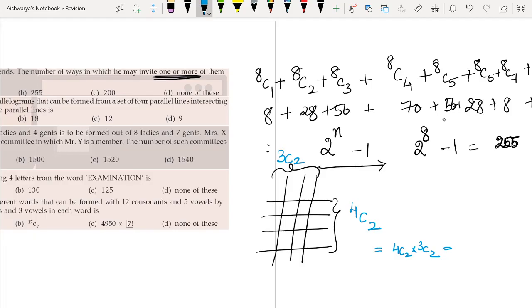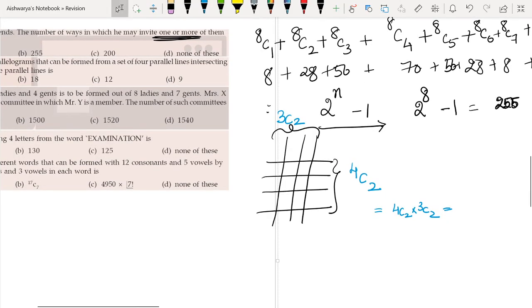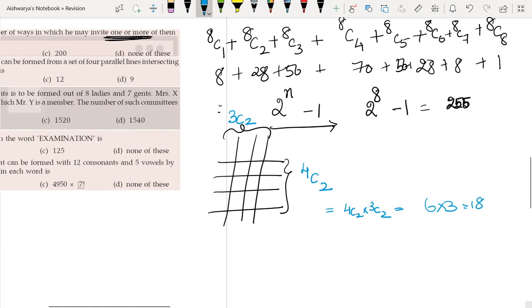You must remember these values thoroughly. 3C2 is equal to 3C1. 3C1 is 3. So 4C2 is 4 into 3 is 12, 12 by 2 is 6. 6 3s are 18, is the answer. So don't sit and do 4 factorial, 3 factorial, all those things. Save your time. Remember these numbers. It will become really very easy for you in the exam.